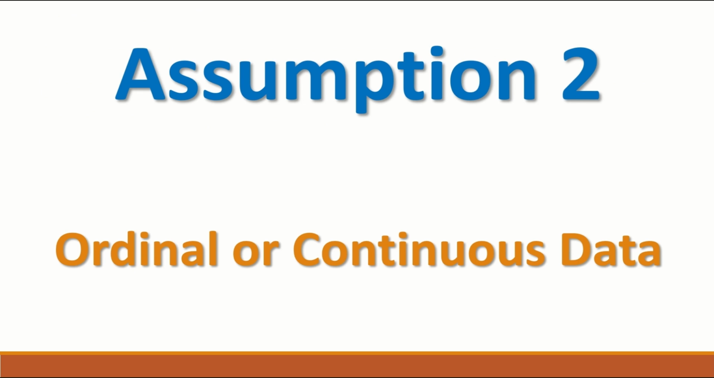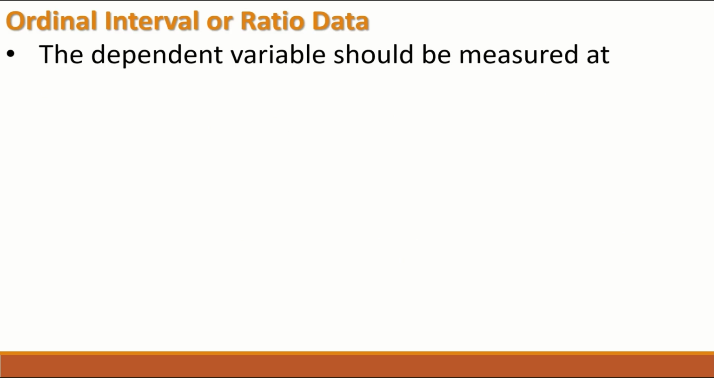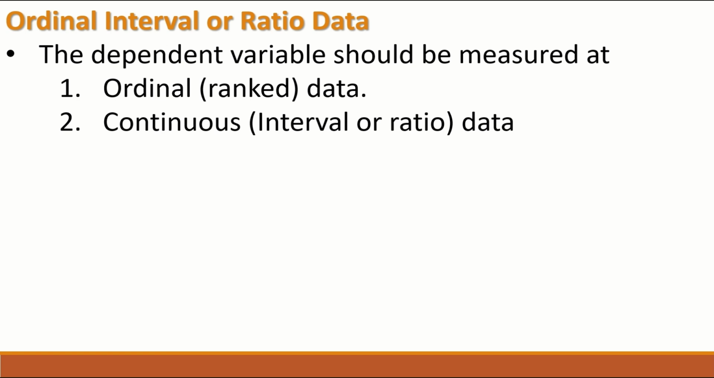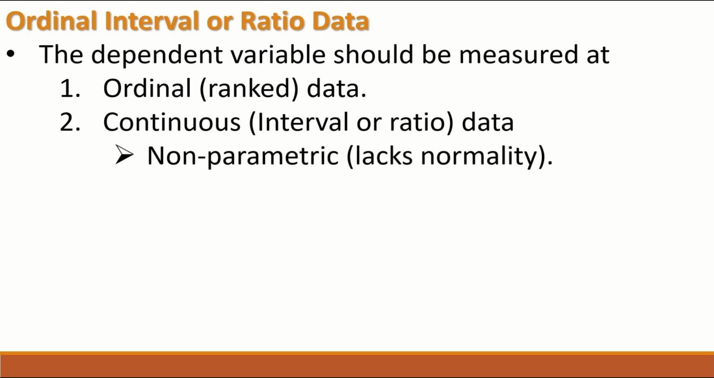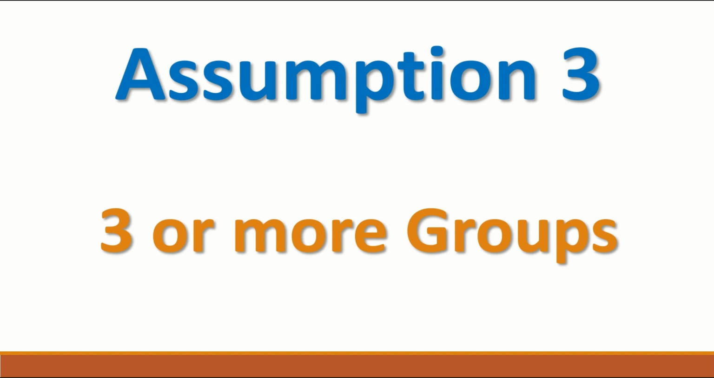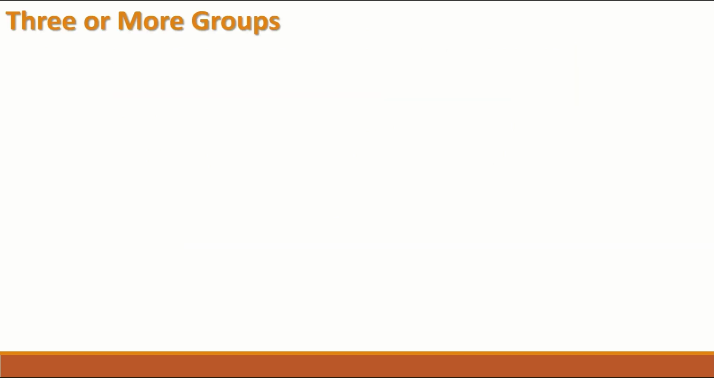The second assumption is that the data are ordinal or continuous. The dependent variable should be measured at either an ordinal rank level or on a continuous numerical scale, which can be interval or ratio. And if it is continuous data, then this data should be non-parametric, which means lacking normality, to use this test. The third assumption is that there should be at least 3 groups.